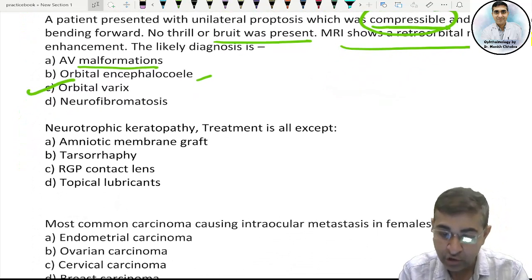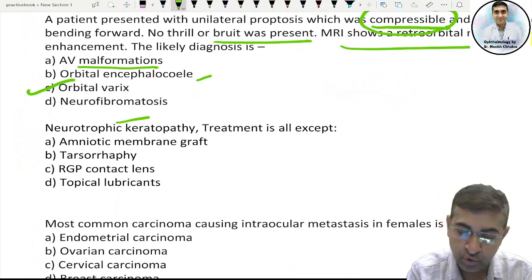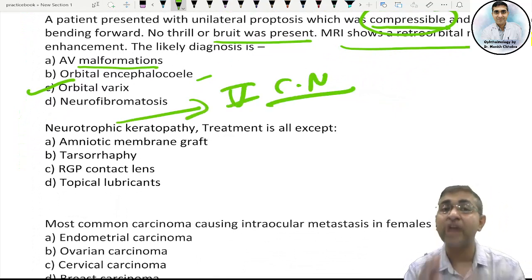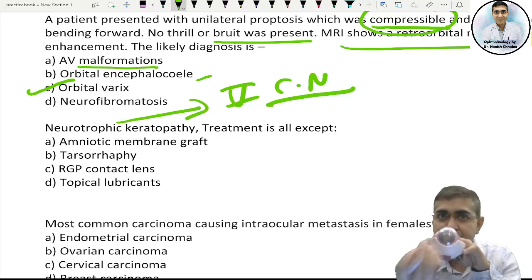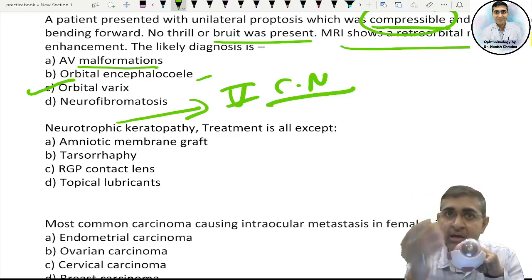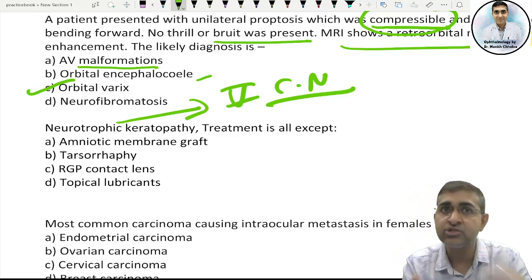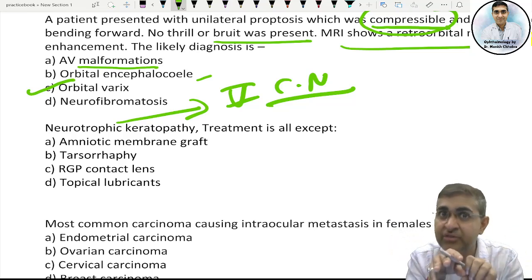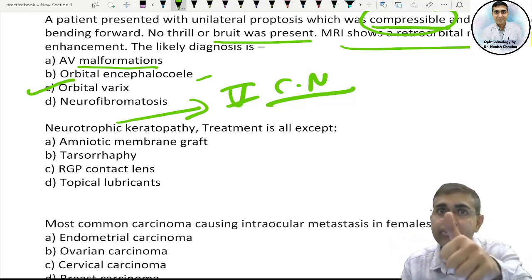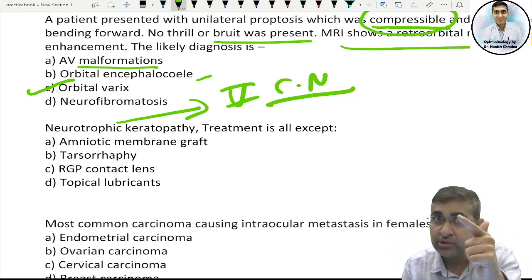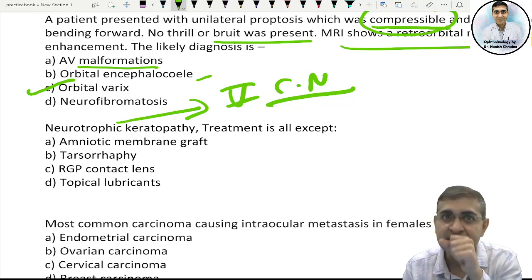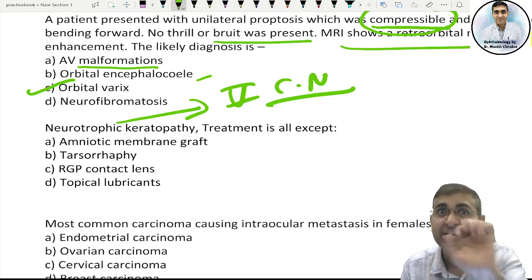Neurotrophic keratopathy treatment is all except. Neurotrophic keratopathy is due to damage to the fifth cranial nerve, which is the trigeminal nerve. Whenever something hits the eye, there is blinking. It is going to stimulate the subepithelial plexus of nerves, which is a branch of the long posterior ciliary nerve. Listen carefully, which is further a branch of the nasociliary nerve, which is further a branch of the ophthalmic division of the trigeminal nerve, which itself is the fifth cranial nerve.